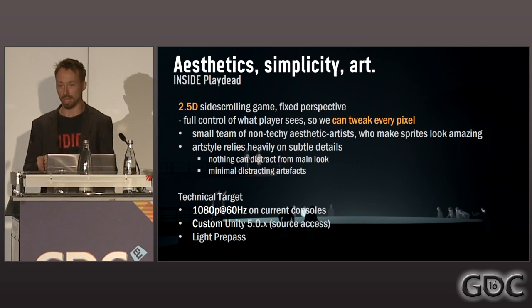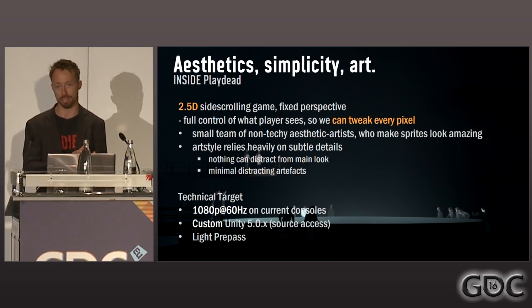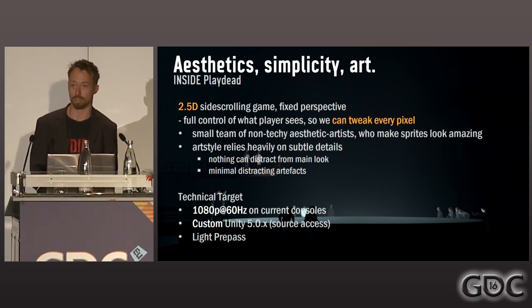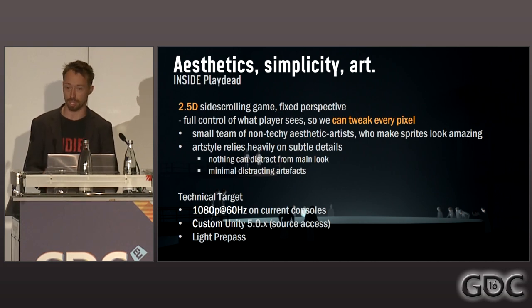This in turn means that we can't have too many distracting artifacts, because we have these very subtle details that need to remain on screen. So that means we can't have banding and flickering and aliasing and that sort of thing. That's something this talk will return to a couple of times. From a technical point of view, just to get that out of the way, we shipped at 60 FPS at 1080p on all targets, and we are using the Unity engine.